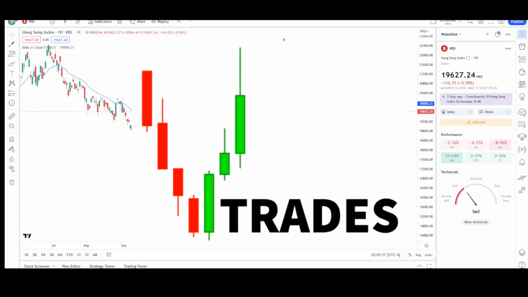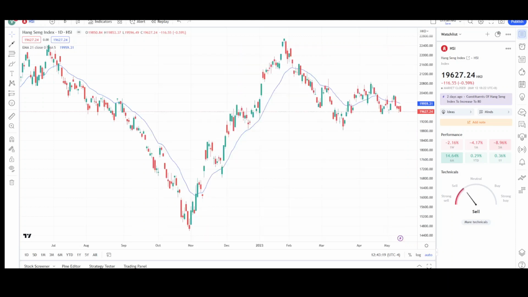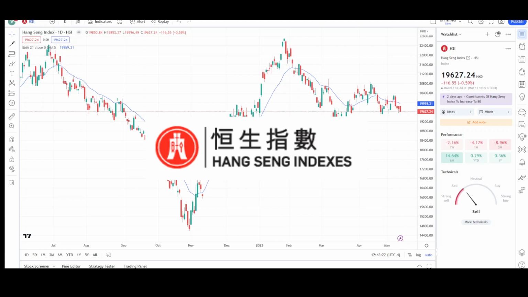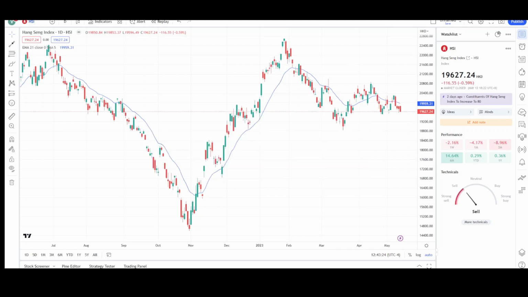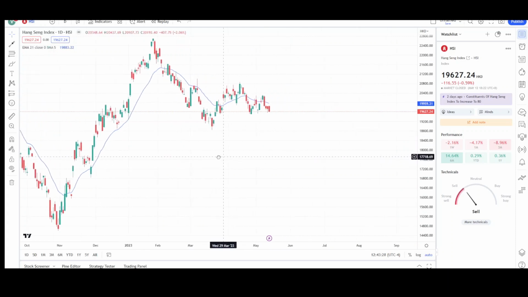What's up, traders? This is Vee Trades, and today I will be doing a technical analysis breakdown for the Hang Seng Index with the ticker symbol HSI. I will first go over what I see on the daily chart and finish the video off with the weekly chart. So here we have the daily chart for HSI.